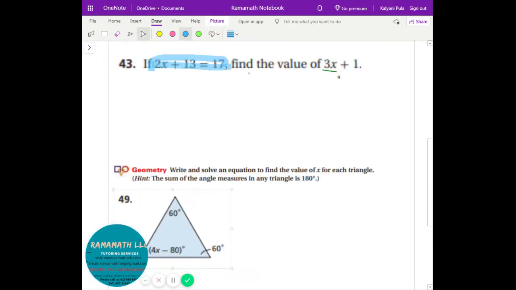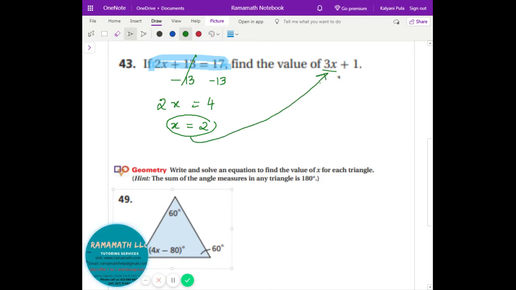So they're asking for the value of this, but first we're looking from here. So I'm going to do a simple equation. Let's do simple math on this one. Take away 13 on both sides, so you get 2x equals 4, and then x is 2. But we're not done yet here. So you use this value, and then you take it up here, and we're going to plug it in here. So when you put it right here, 3 times 2 plus 1. So that's 6 plus 1, that's 7.